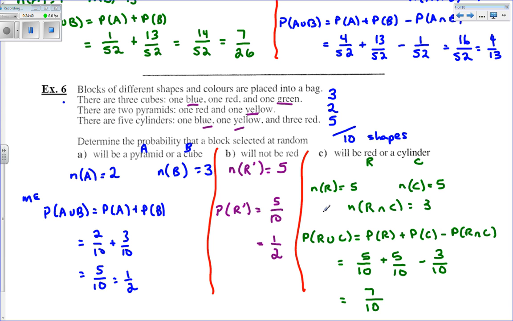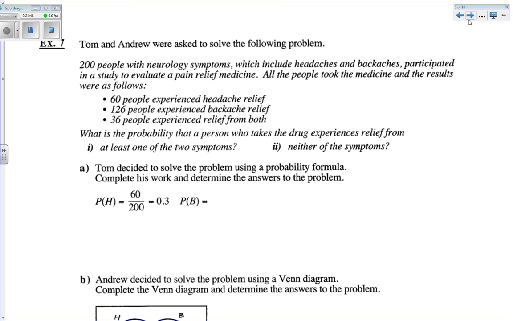So depending on how the experiment's set up, sometimes it can be quite easy to determine the probability. And we'll do one more example. It's a little bit more complicated. Tom and Andrew were asked to solve the following problem. 200 people with neurology symptoms, which include headaches and backaches, participated in a study to evaluate a pain relief medicine. All the people took the medicine, and the results were as follows.